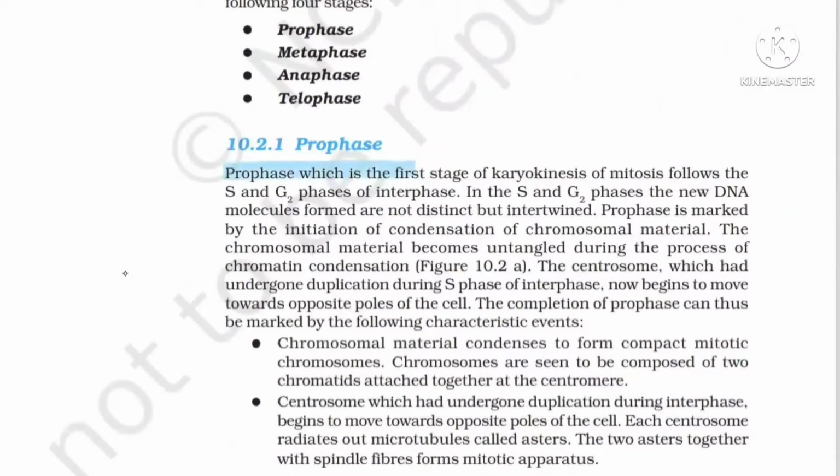So prophase, which is the first stage of karyokinesis, is marked by the initiation of the condensation of chromosome material. The chromosome material will become untangled during the process, and condensation will be done to form the chromosomes. In the meantime, the centriole, which has already been duplicated, meaning the pair of centrioles, the centrosome, which was duplicated during S phase in the cytoplasm, will now start moving to the opposite side.